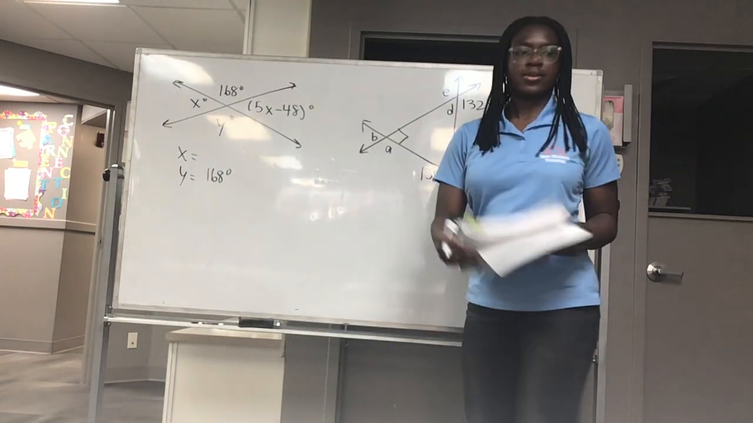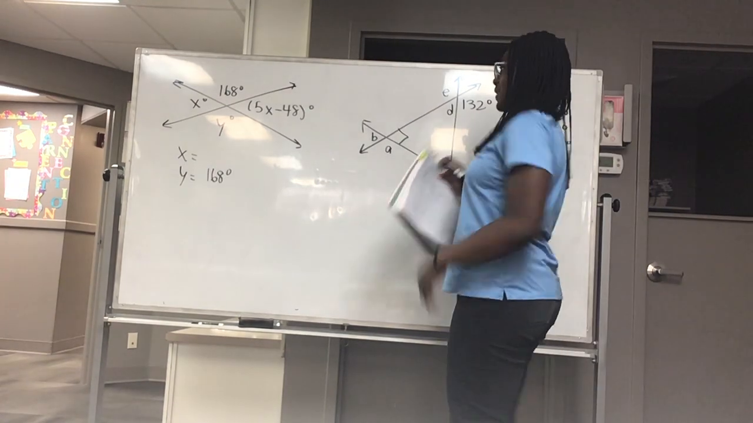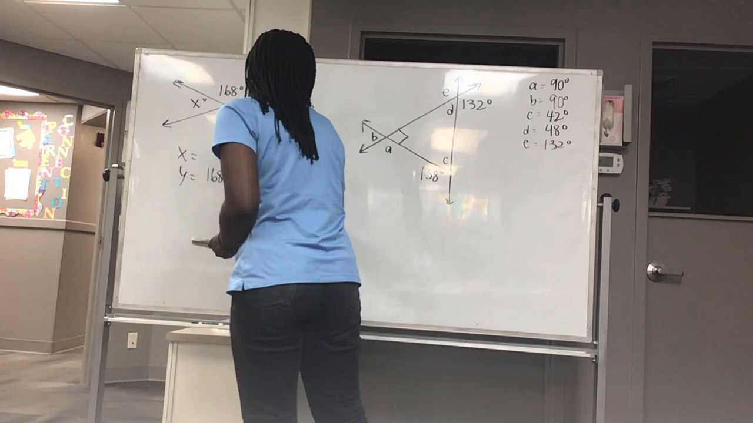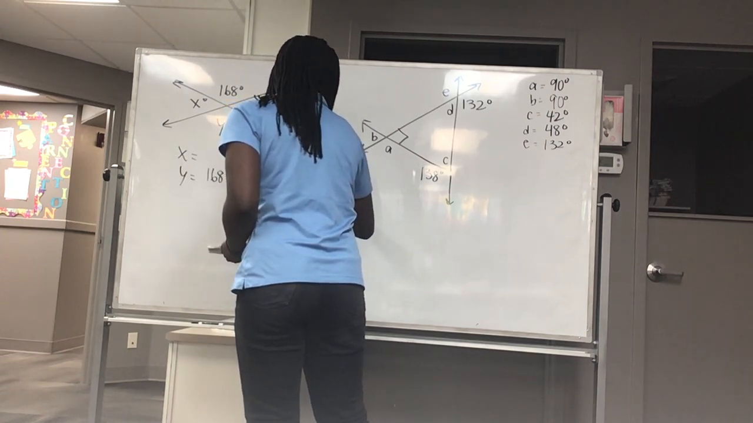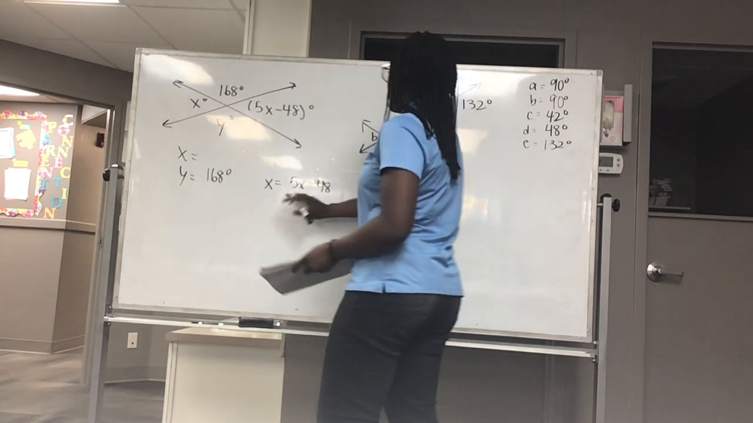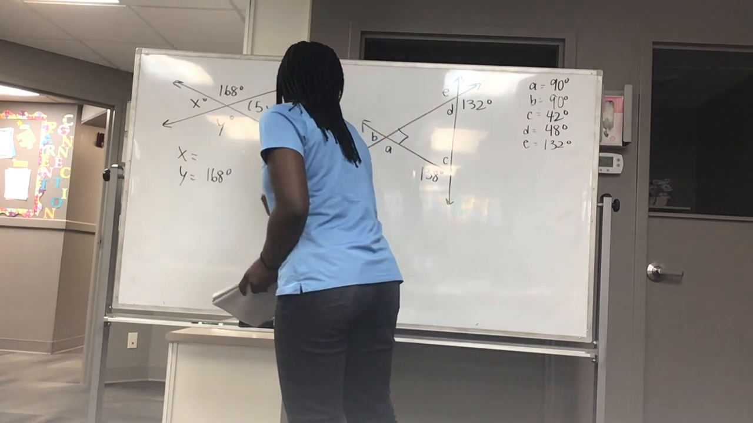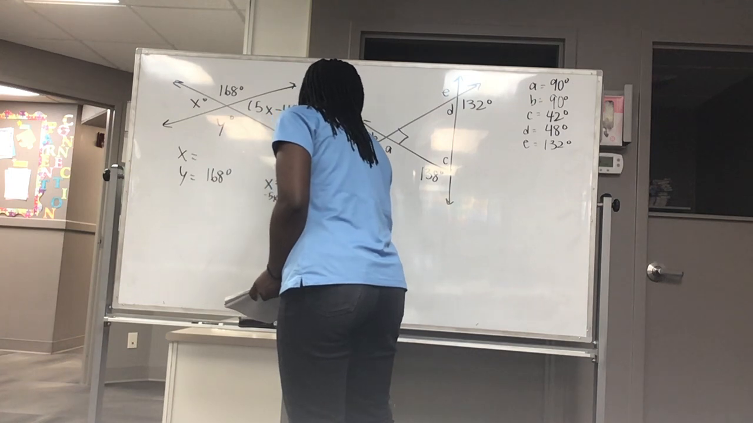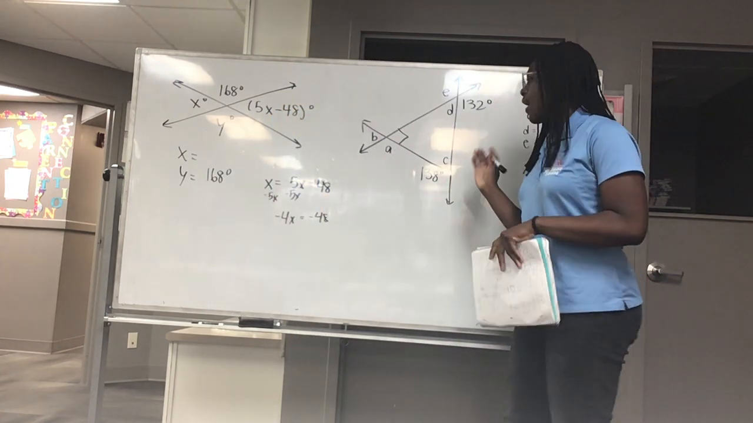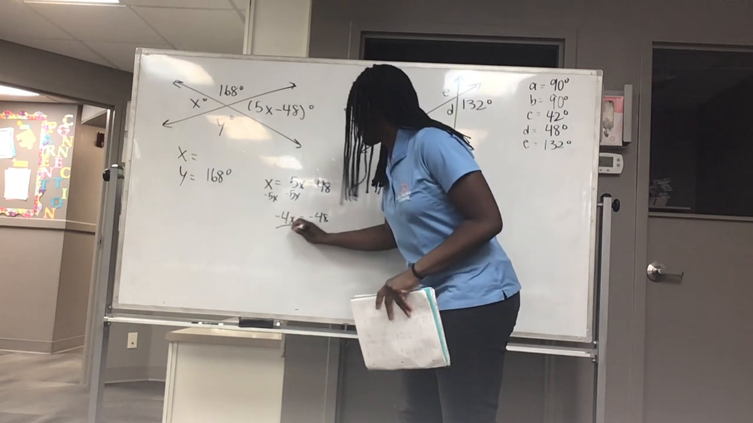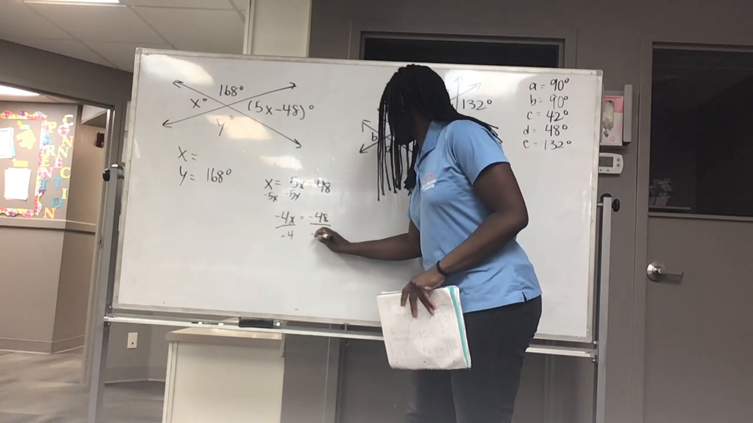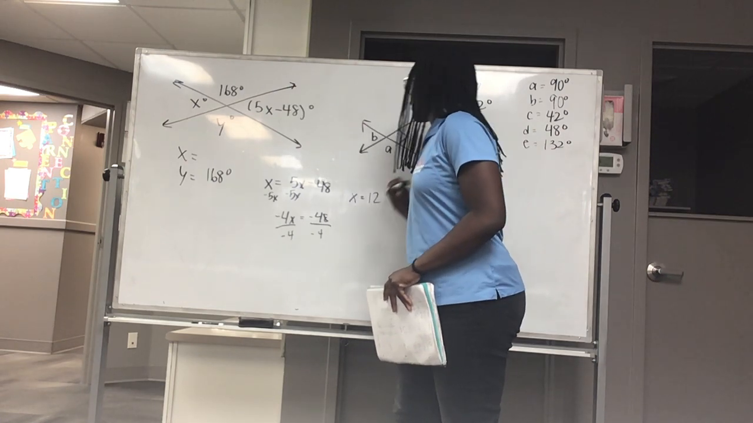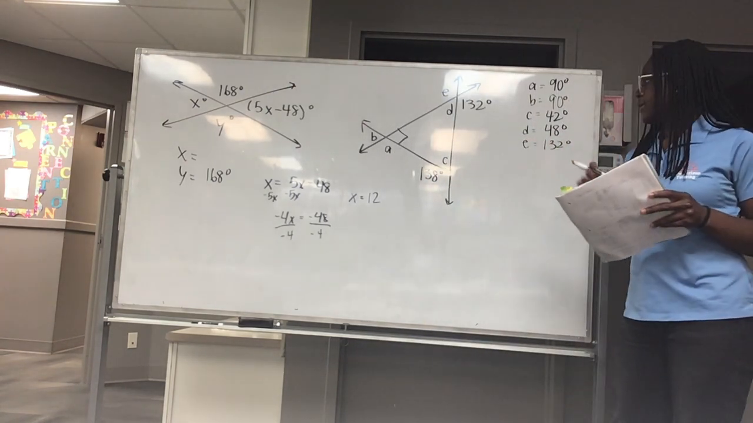X is a little bit harder, so we're gonna have to write an equation, and so we'd set them equal to each other. X is equal to 5x minus 48. So I'm gonna subtract my 5x over. And so we've got negative 4x is equal to negative 48. And then I'm going to divide by negative 4 to get x alone. So x should be equal to 12 degrees.